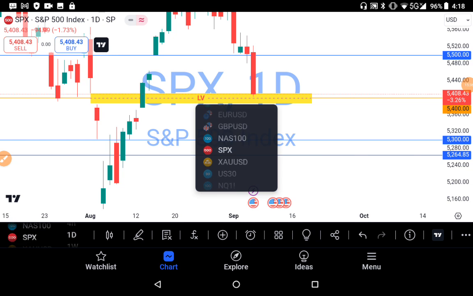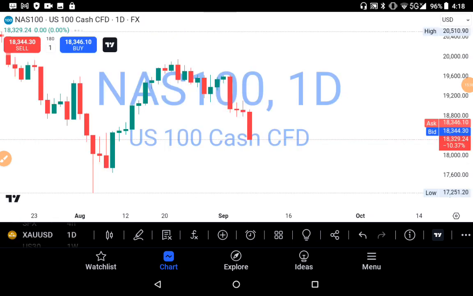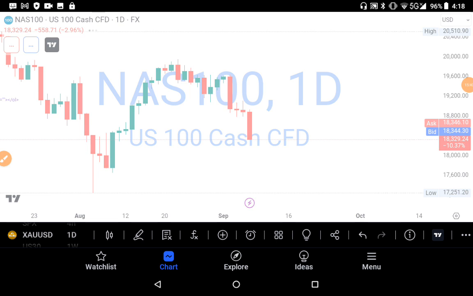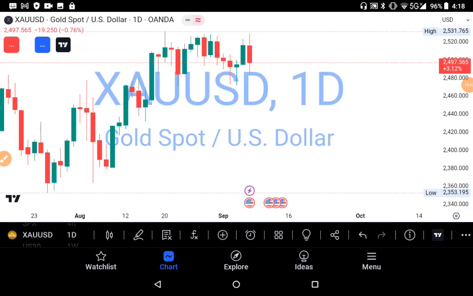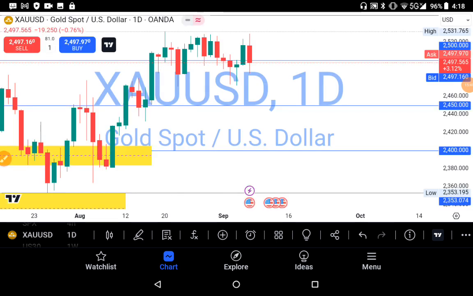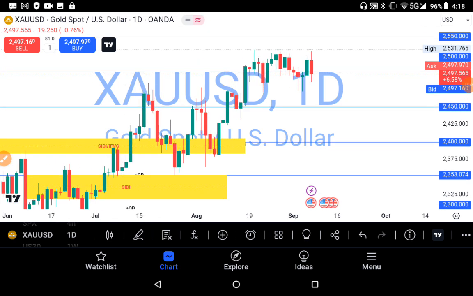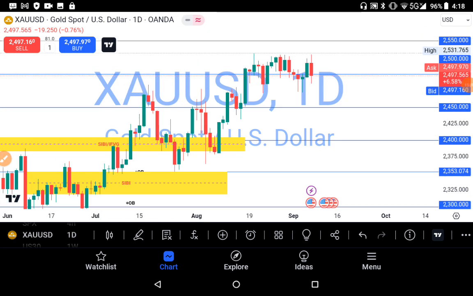So now on gold, last week I was so concerned that 2,550 should be given to us, but personally I'm still interested in that level of 2,550. I'm expecting 2,550 to be delivered.